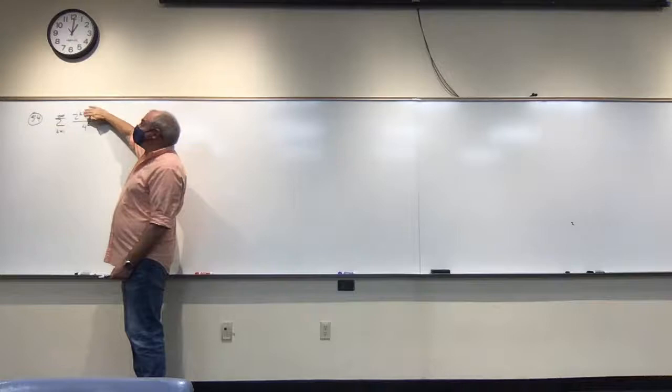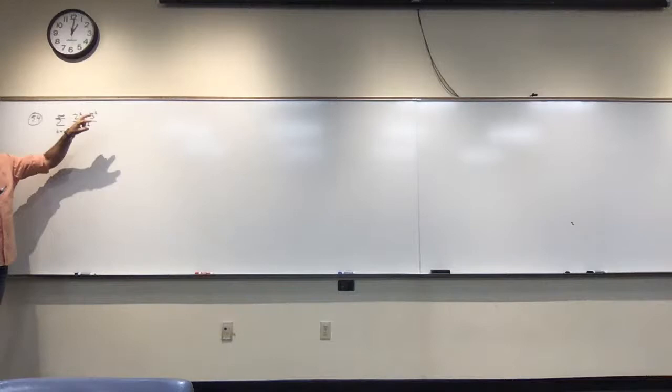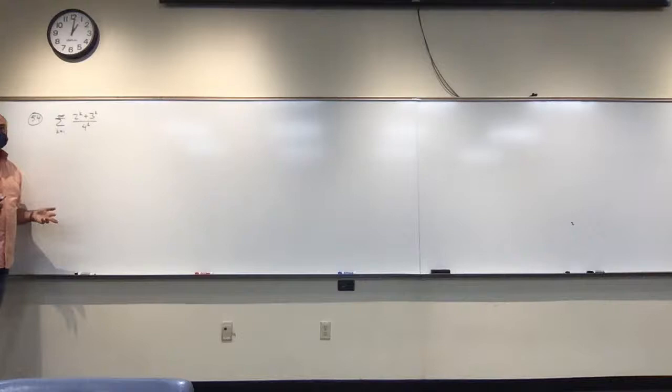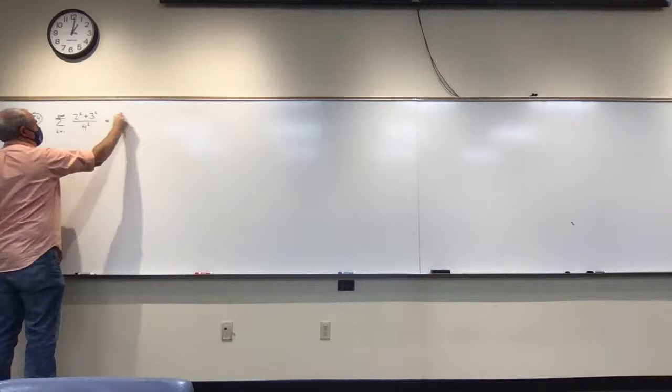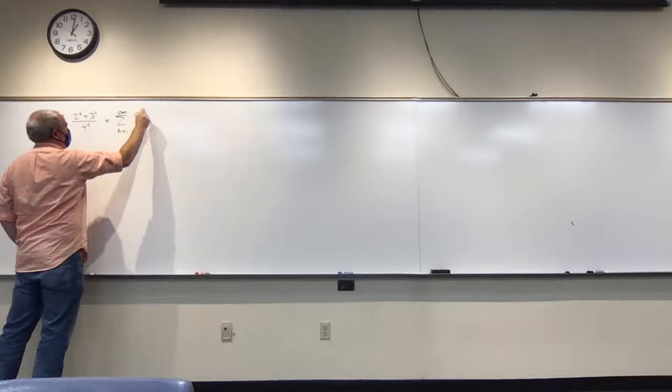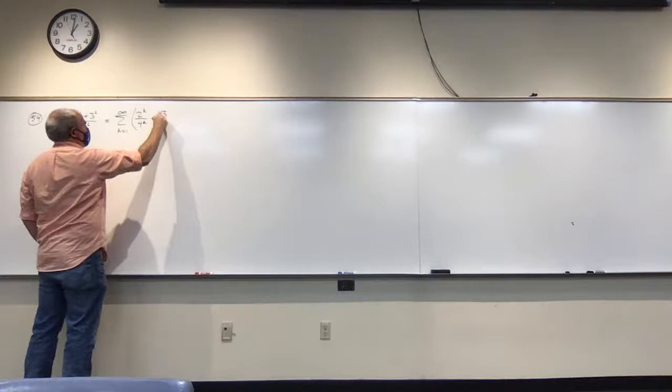It would be like 2 over 4 raised to the k power, which should signal that it's geometric. So it's something raised to the k. But what this one is, I could split this up, this thing I could rewrite. This is k going from 1 to infinity of 2 to the k divided by 4 to the k plus 3 to the k divided by 4 to the k. Right? I could split it this way.